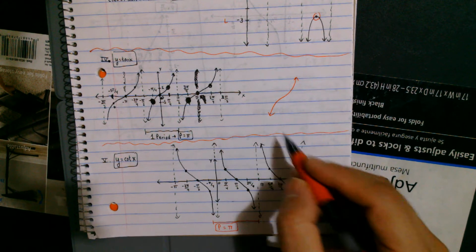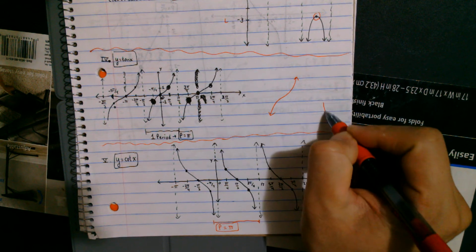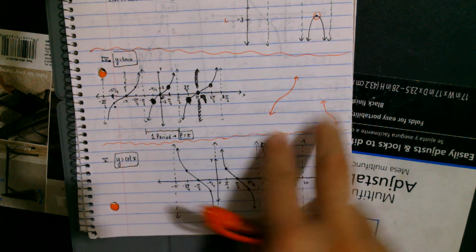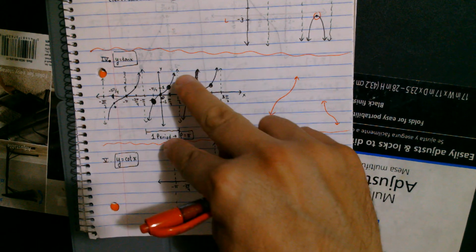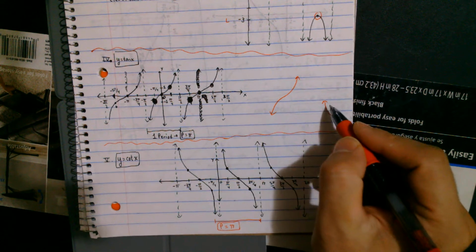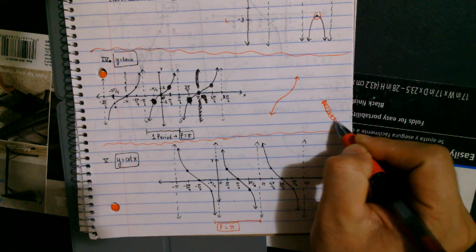So this is tangent, and this is kind of like cotangent. It almost looks like they're flips of each other vertically. It's pretty much like it's flipped and then kind of shifted over, but that's how they work. Okay, so I just want to point that out there.